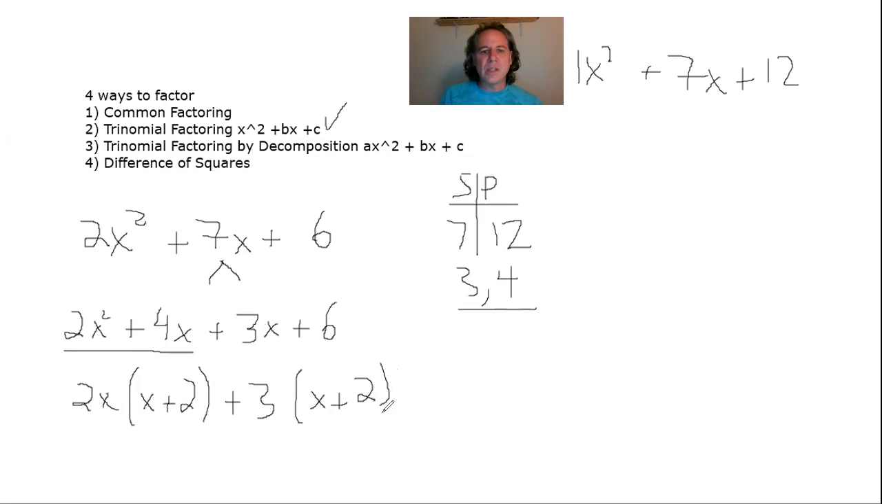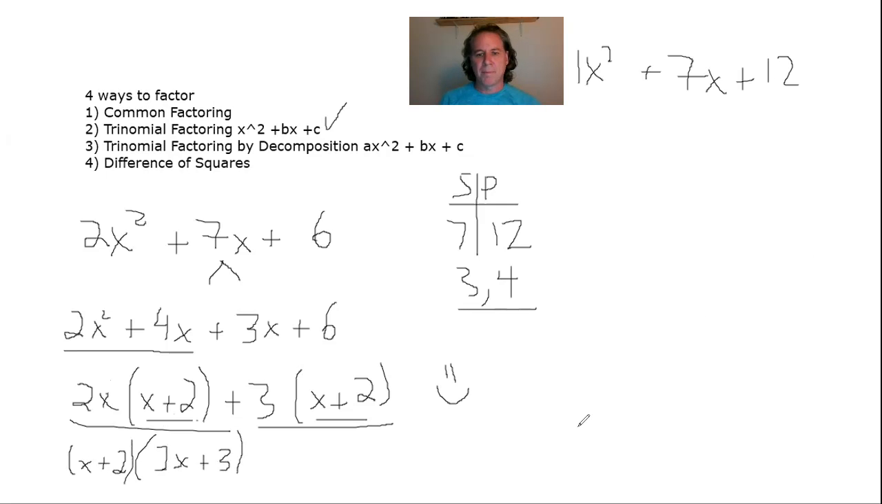And now I always smile at this stage when I see the exact same thing in both brackets. That makes me feel good because I know I'm on the right track. So now I common factor this and this, where my common factor is the bracket. What that looks like is x plus 2, multiplied by 2x plus 3. The leftover junk goes in the second bracket, 2x plus 3. So that's factoring by decomposition.